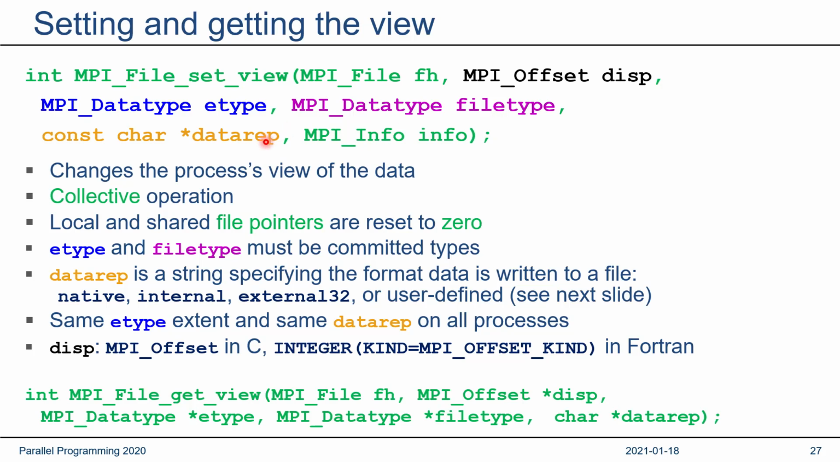The data rep string specifies the format that is used when the data is written to a file. It can be one of the 3, native, internal, or external32, or it can be user-defined. We'll see something about that on the next slide. Of course, the E-type extent and the data rep must be the same on all processes. The file type, in principle, doesn't have to be the same, as just explained. Disp is the displacement at which the actual view should start. It's an MPI offset in C or an integer of MPI offset kind in Fortran. And this is how you set the file view.